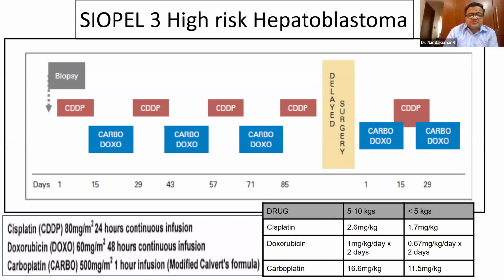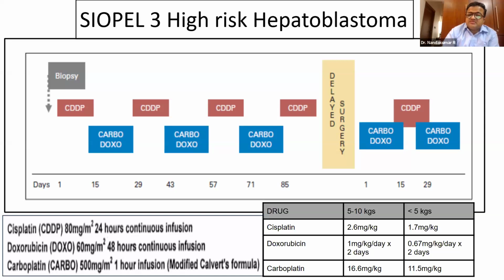Now coming to the dosage. So cisplatin is given at 80 mg, carboplatin is given as 500 mg per meter square, and doxo is given as 60 mg per meter square. So the only problem is all these chemotherapy cycles require admission because they all have a 24-hour infusion for CDDP and a 48-hour infusion for doxorubicin.